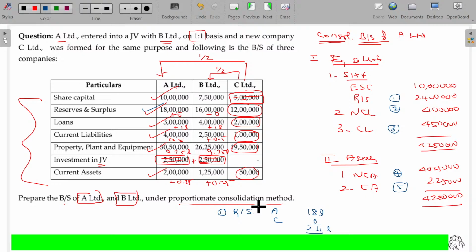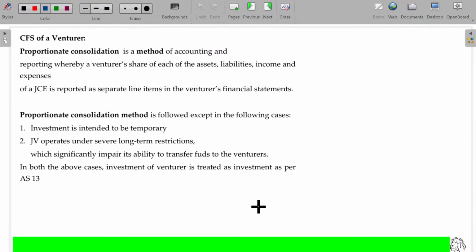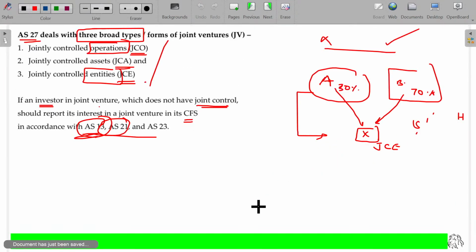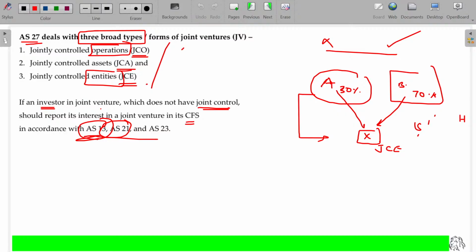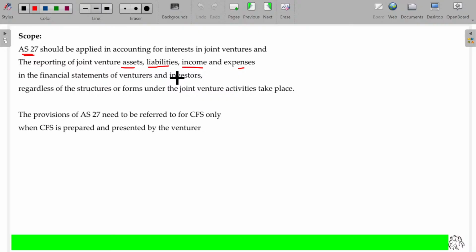Now, let's finish up some theory and other aspects. So, AS 27, joint venture. We have three kinds here: JCO, JCA, and JCE. Okay.